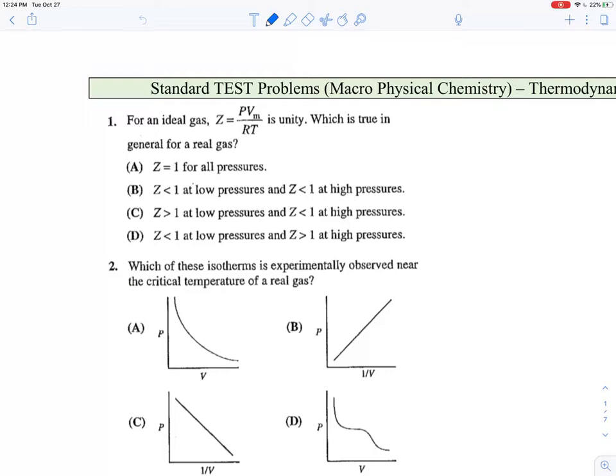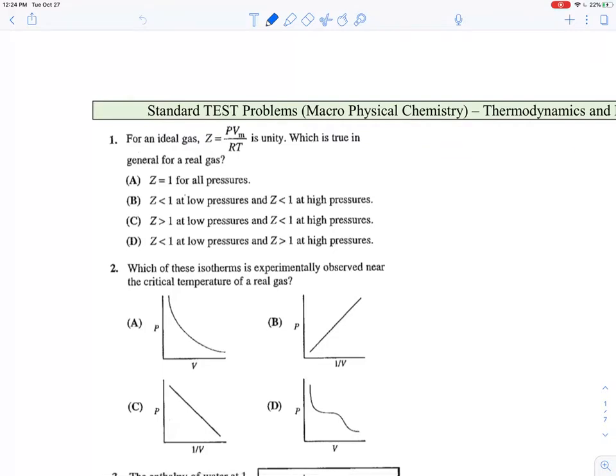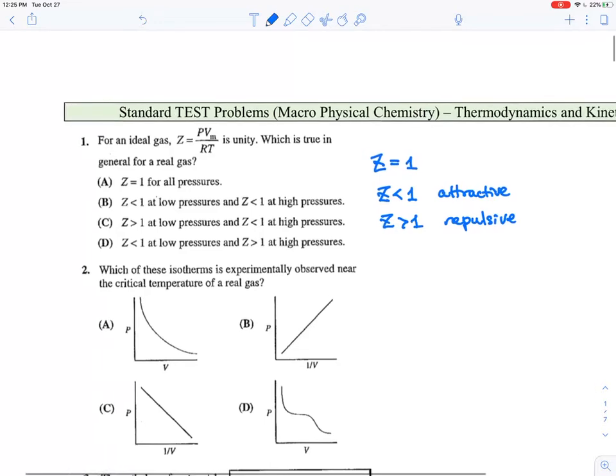This is a Z value of unity. This is what we call the compressibility, which is true for the real gas. And this one you can solve in various ways. Hopefully, if you remember, the Z value is 1 for an ideal gas; when the Z value is smaller than 1, that's attractive. And when the Z value is larger than 1, that's repulsive. If you remember that, it will be great.